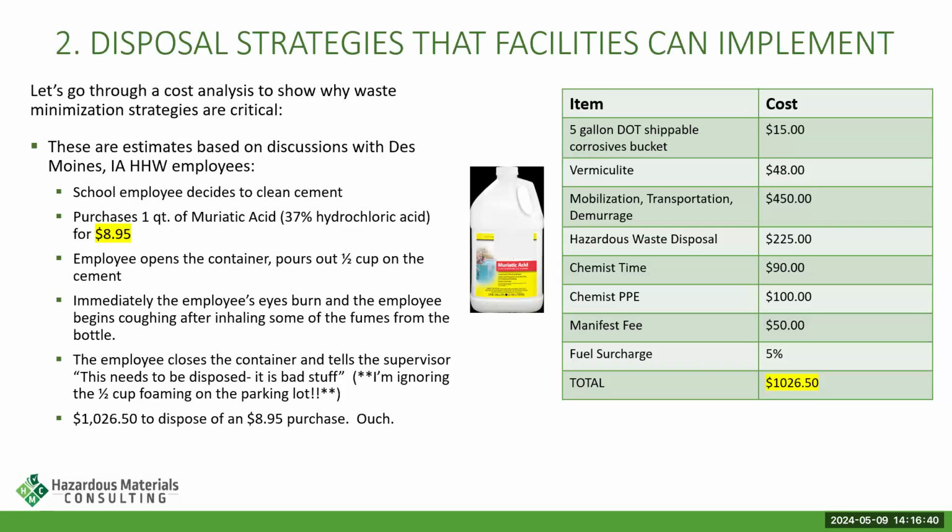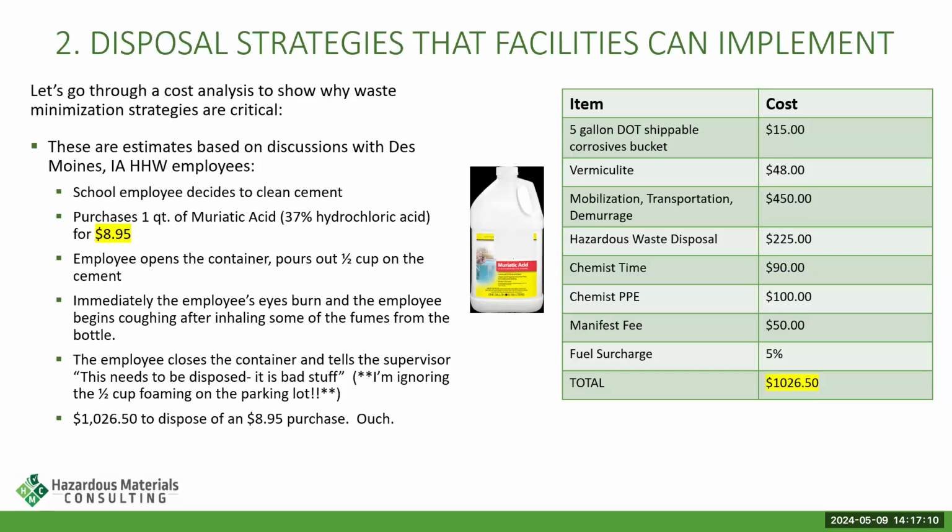So the total disposal for this $8.95 quart of muriatic acid runs at a little over $1,000. And this is very typical. I see this all the time. This is why it's really critical, before you bring those chemicals onto your site, to evaluate the risk. Look at section 2 of the safety data sheet, look at section 8, and look at section 9.